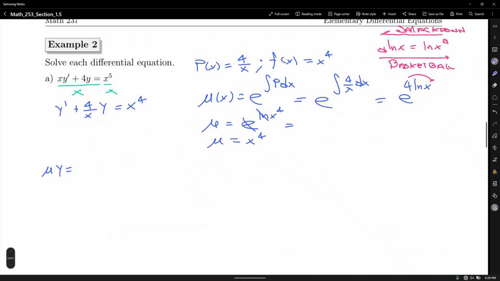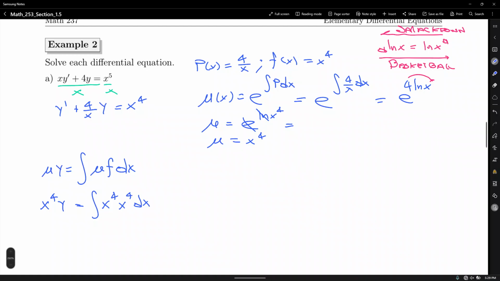Mu y equals the integral of mu f dx, and we have everything we need, right? We just got mu, which happens to be x to the fourth, so x to the fourth times y equals the integral of, again, x to the fourth times f. But what is f? Isn't that another copy of x to the fourth?